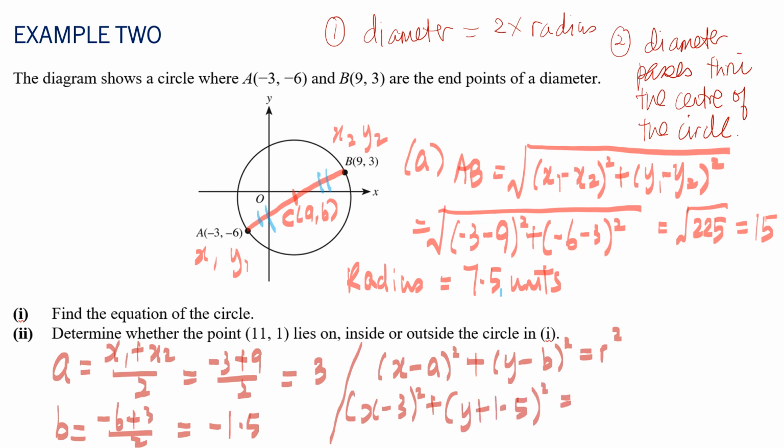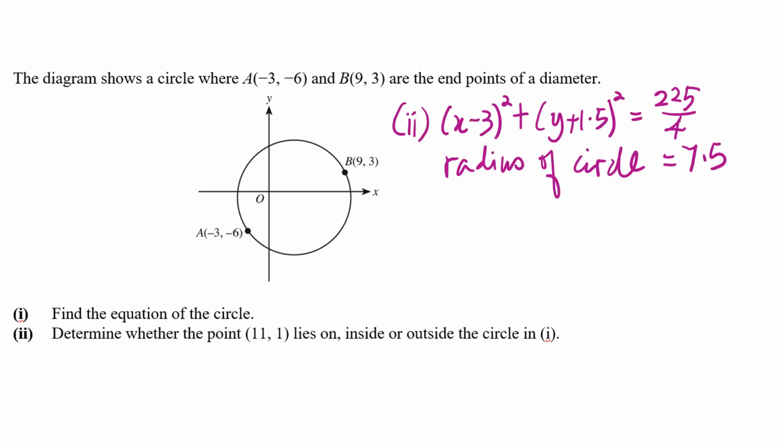And 7.5, okay, I think it's better to leave it as 15 over 2. It's easier for us to square it. So 15 squared is 225, and 2 squared is 4. So you can leave the answer as this. So in part 1, we managed to find the equation of the circle and also managed to find that the radius of the circle is 7.5. So from the equation of the circle, let's write down the center of the circle. The center of the circle will be 3, -1.5.